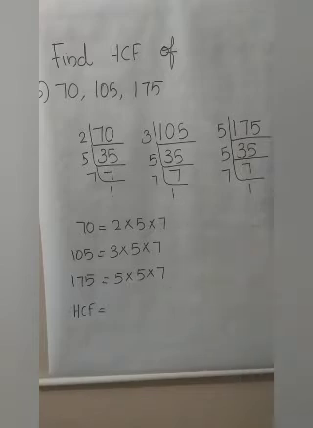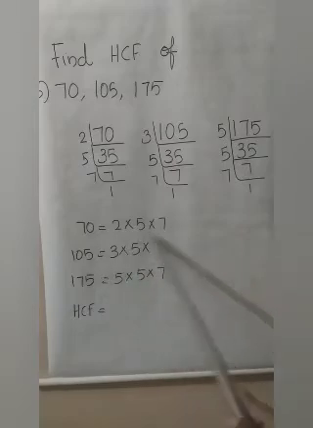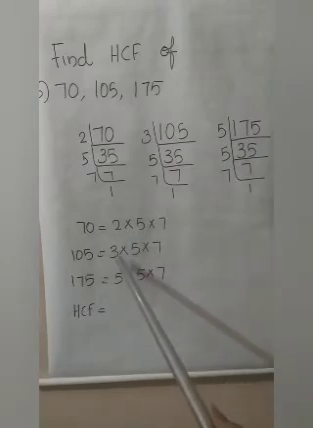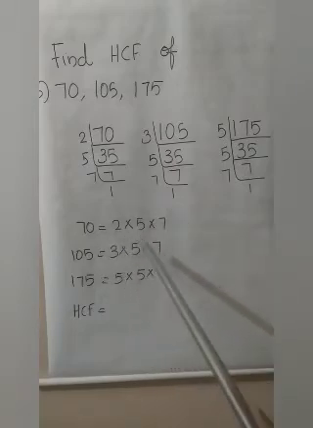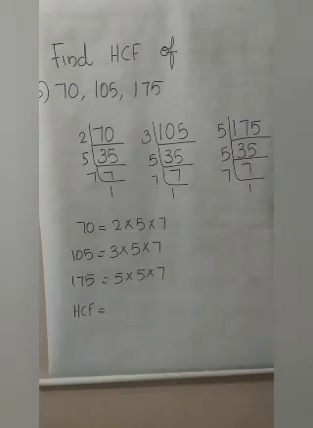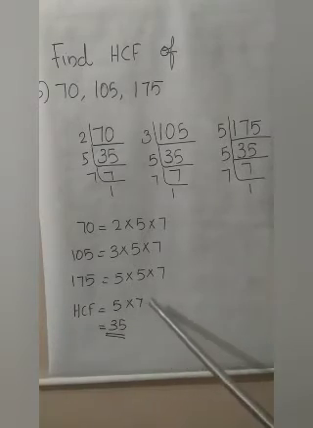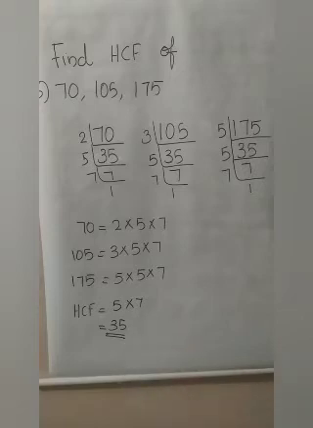Now can I take anything else? Here there is one more 5, but there is no 5 here. Here also we don't have. Here we have one 3, but here also we don't have. So what is common in the three numbers? 5 and 7. So what will be the HCF? HCF is 5 into 7, 35. Not 5 comma 7. It is 5 into 7. When you are writing the HCF, it is 5 into 7, 35.